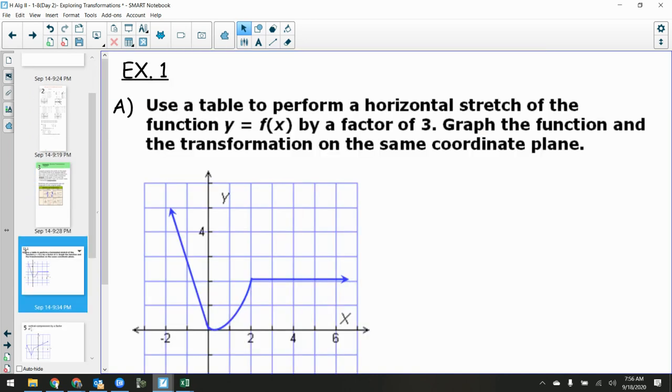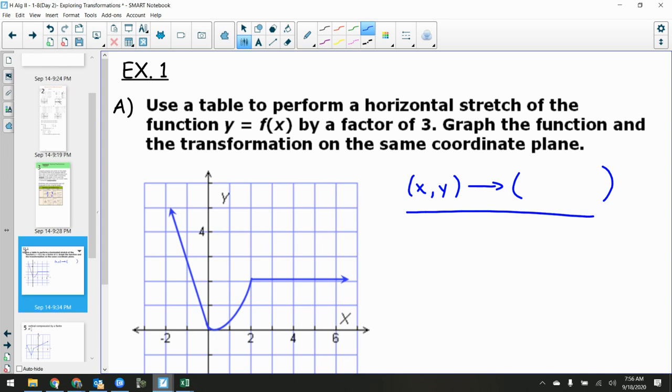Use a table to perform a horizontal stretch of the function y equals f of x by a factor of 3. Graph the function and the transformation on the same coordinate plane. So let's do this one here. This is the same one you just said, right? Horizontal stretch by 3. Horizontal stretch by 3 is going to map x comma y to what? Let's start there before we pick off our points. What coordinate is going to change for anything horizontal? The x coordinate. And it's going to be stretched by 3. So it's going to be 3x comma y.